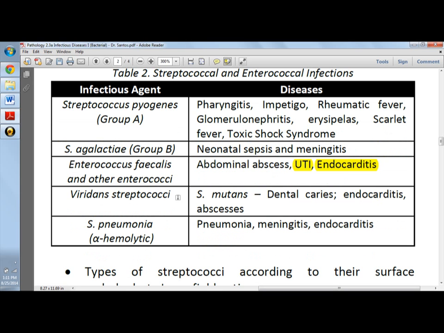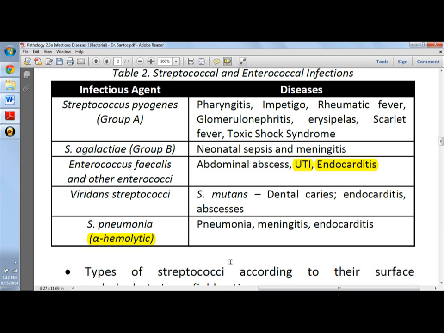For viridans strep, you see S. mutans, which I mentioned a while ago, can cause dental caries, and then endocarditis. Abscesses can be caused by another viridans strep infection. For the S. pneumoniae, it's actually alpha hemolytic. This is very important since there will be partial hemolysis of the RBC. It's actually green in microbiology testing. It can cause pneumonia, meningitis, and endocarditis.